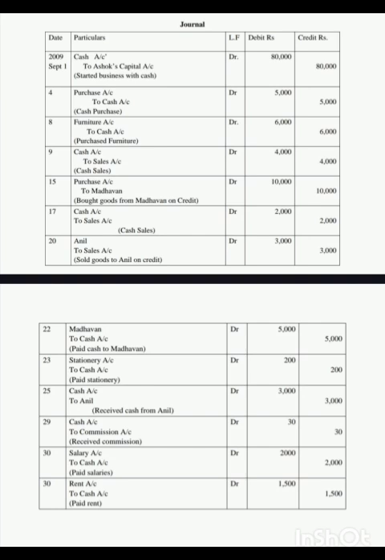30th September, paid salaries, 2000 rupees. Salary account is an expense account under nominal accounts. Salaries paid are expenses, so we debit salary account, debit all expenses and losses. Cash account is a real account, asset, and since cash goes out, we credit cash account, credit what goes out.